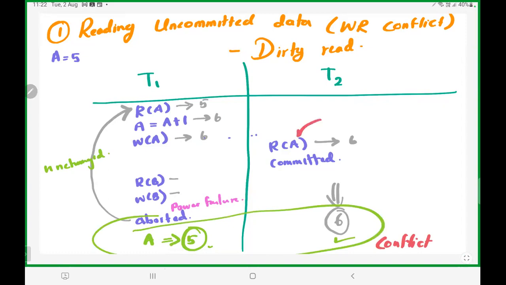And the problem is in here. Without T1 committing, before transaction 1 finishes, this one reads the A value. That's the problem. That is a dirty read. Without T1 being committed, T2 reads the A value. That is a dirty read, and that is the conflict.